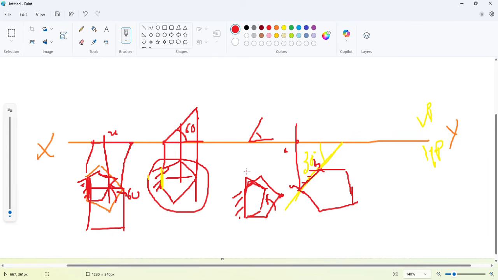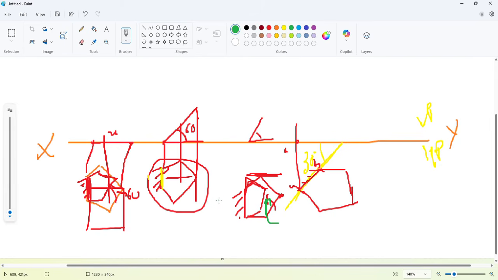But if I make the top side as the resting side, then the rotation of the surface will be like this from here. So it will be difficult to trace this angle here, because from the front view it will appear as a pentagon. And that pentagonal surface is not inclined at any angle with the HP.